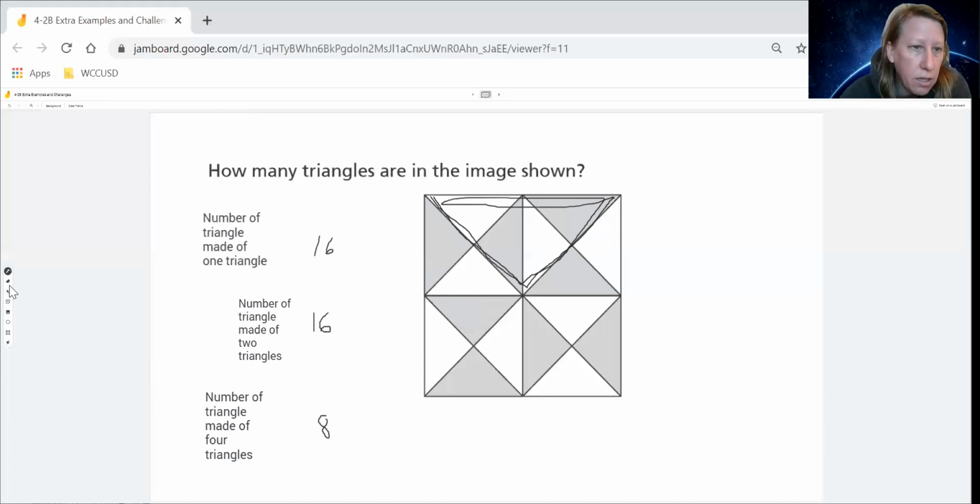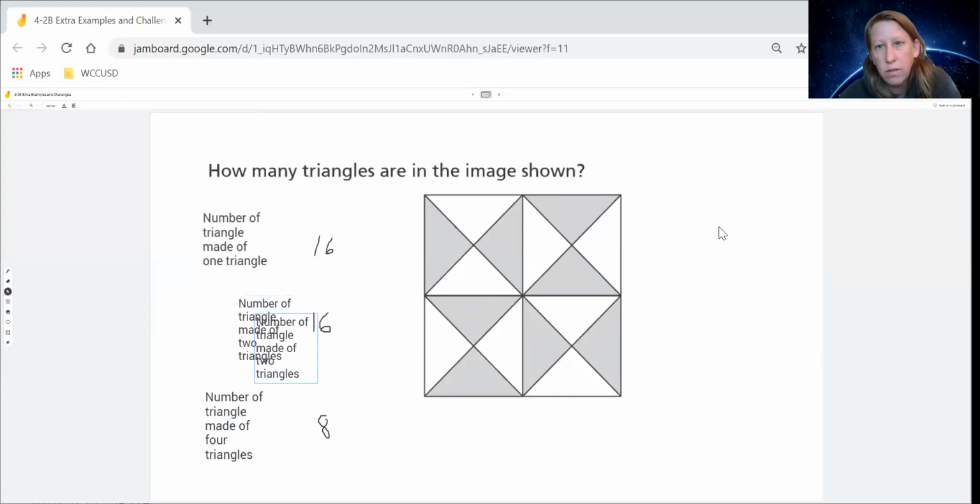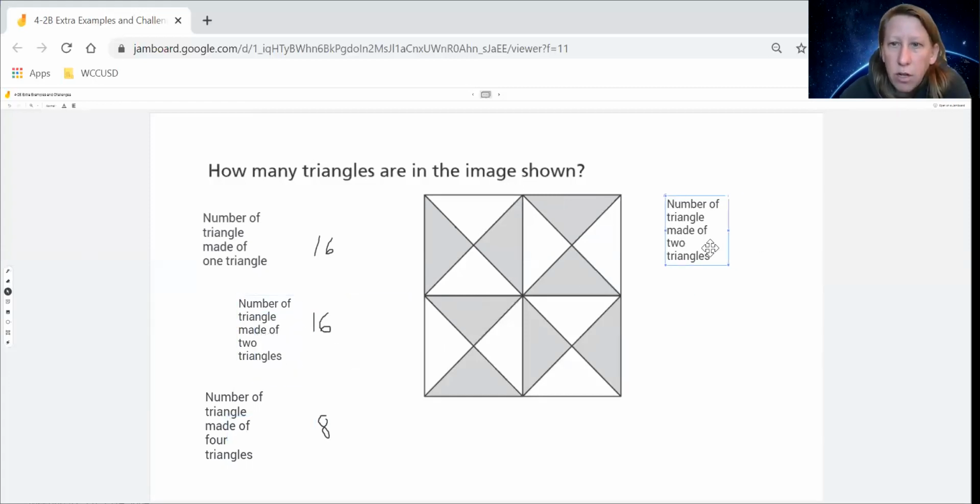Okay, are there any more triangles in this picture? Any other size triangles? Yep. So the last thing we can do is, what's the number of triangles made up of 5? You can't do 6. Do we have any triangles made of 1, 2, 3, 4, 5? Oh, 6 we can't do.